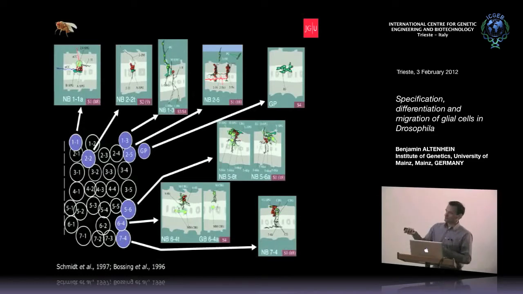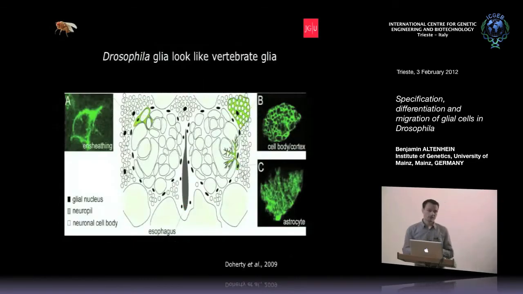And knowing which progenitor cell actually produces what kind of glia allows us to trace these cells even in a mutant background or in a background where we manipulated these cells. So it's a perfect tool to understand or to explore the molecular mechanisms behind cell differentiation and specification.